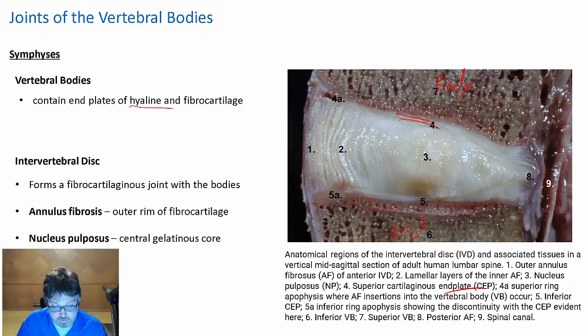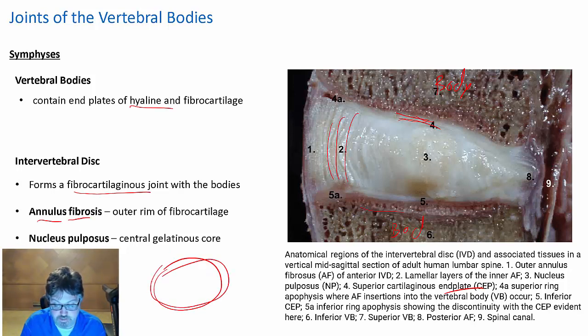Do notice that the intervertebral disc itself is fibrocartilage, and the center of it is the nucleus pulposus, that soft gelatinous portion. The fibrocartilage part is what we call the annulus fibrosus. So it's this kind of annular ring. If you can imagine from a top view down, it would be on the outside like this, and what we're looking at here are these sections of the annulus fibrosus.